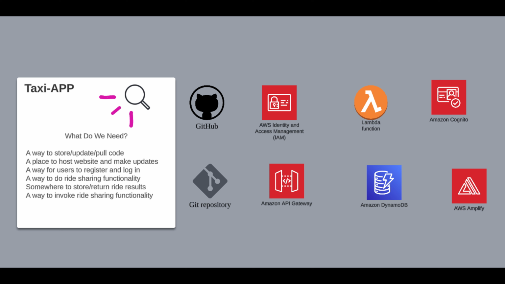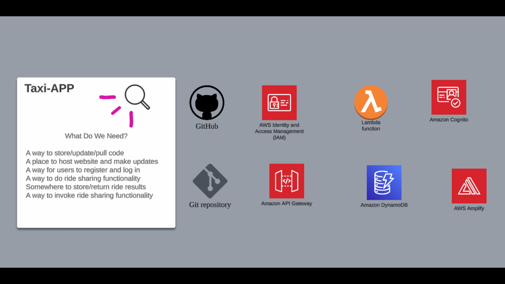For a place to host the website and make updates, we're going to use AWS Amplify, which has the capabilities of linking with GitHub. So we have our CI/CD going on in the background. Whenever you have new updates in GitHub, they go directly to your AWS Amplify, which is going to deploy everything for you automatically.